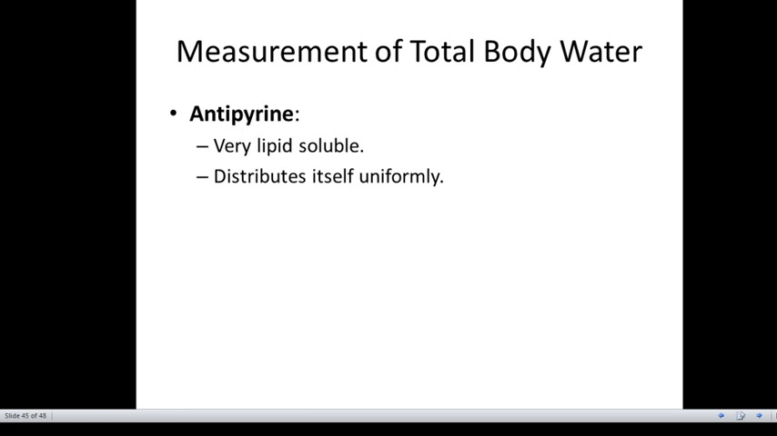Another substance that has been used to measure total body water is antipyrine. Antipyrine is very lipid soluble and it distributes itself uniformly throughout the intracellular and extracellular fluid compartments.